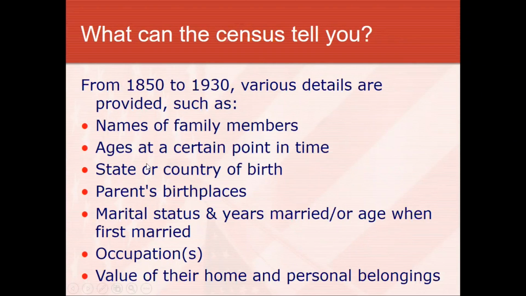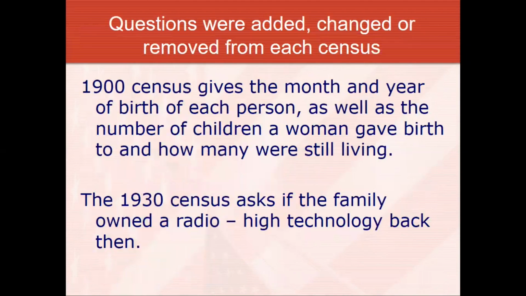So these are some of the answers to questions that they wanted. It would ask how old a person was at a certain point, their state or country of birth, parents' birthplaces, that helps, marital status and years married or age when first married, their occupation, which is always fun to know. I found out one ancestor was a raftsman. The value of their home and personal belongings.